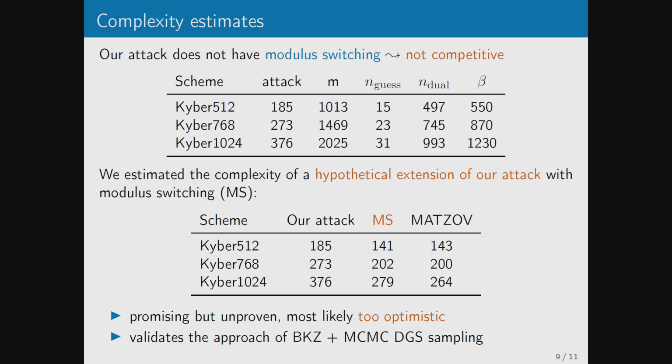And at the end, we get numbers that are extremely close to the original claim by Matzov, which is very promising, but of course, all of this relies on, well, nothing. It's not proven, and it's probably too optimistic. But the main takeaway from this, in my opinion, is that it validates the entire approach, because if, for example, the Gaussian sieving had been too inefficient, then it would be a bottleneck, and you wouldn't see those numbers. So it shows that actually this probably can be made efficient, even if we don't reach those crazy numbers.